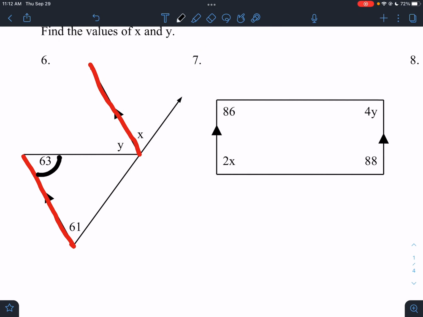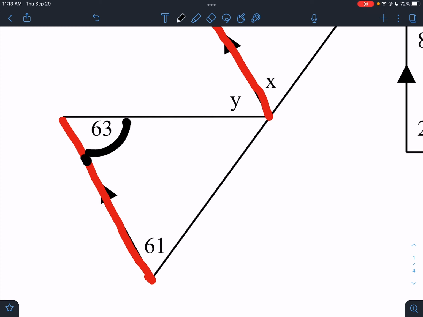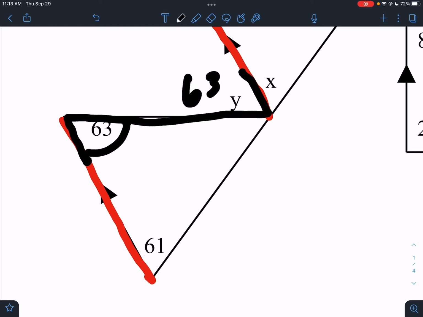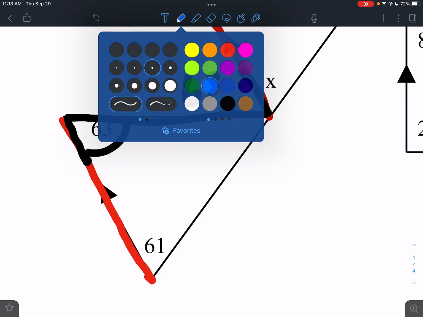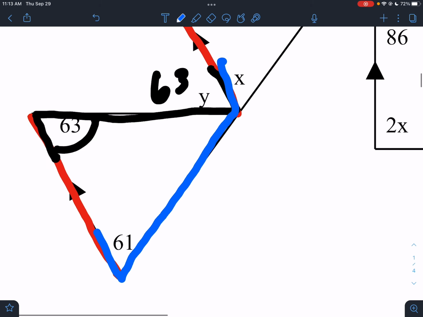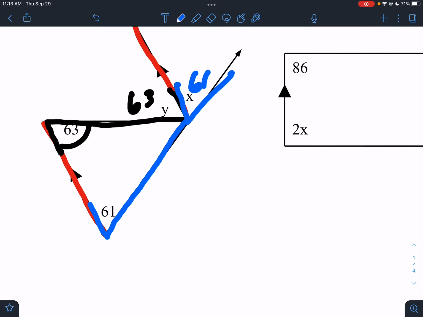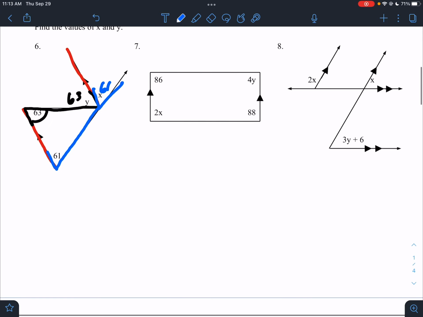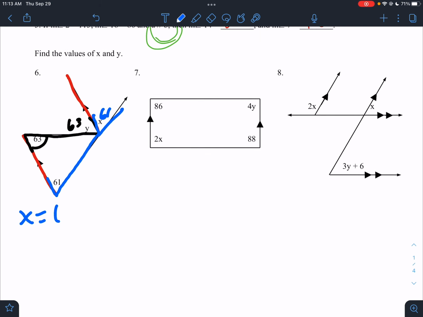63 we know. Does it touch a parallel line? Then use it. Start, turn, turn. 63. Didn't hesitate. 61. Turn, turn. Ooh. I'm going to keep going. Make the letter F, corresponding. Nice. So x equals 61, y equals 63. That was just all parallel lines.